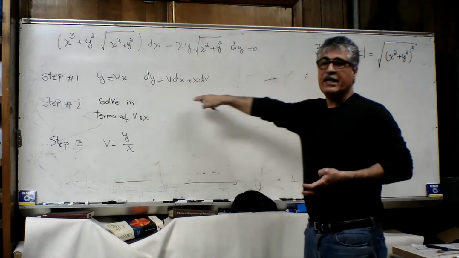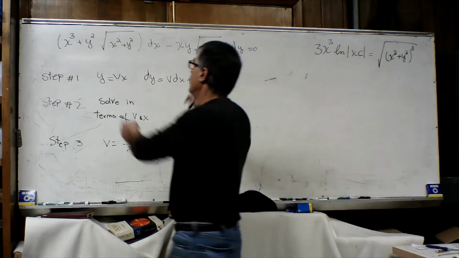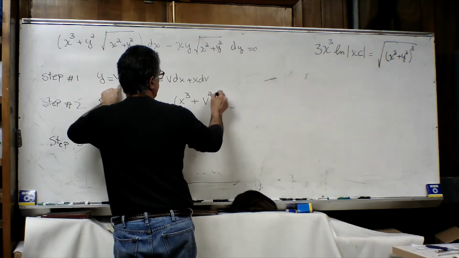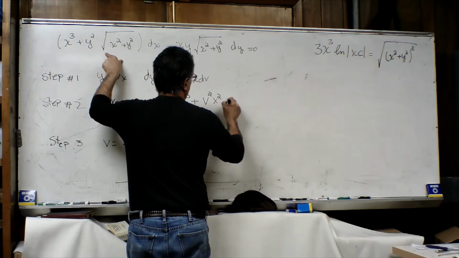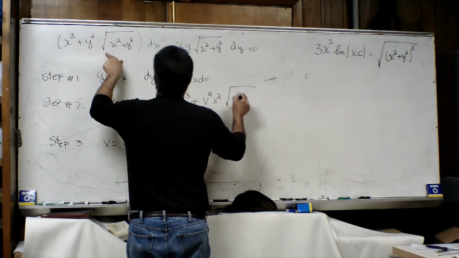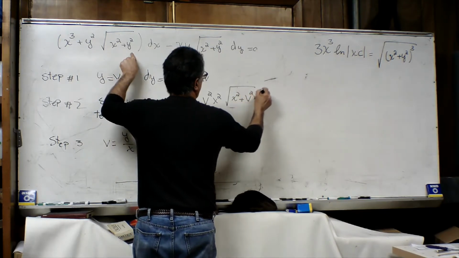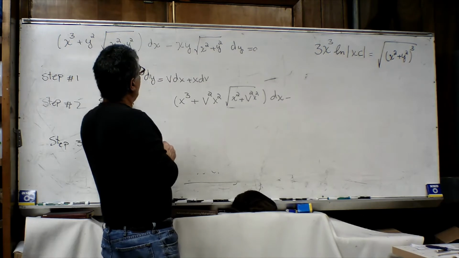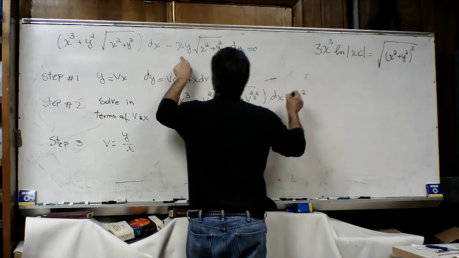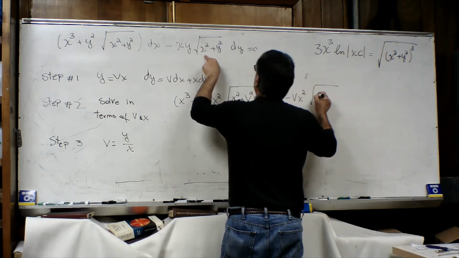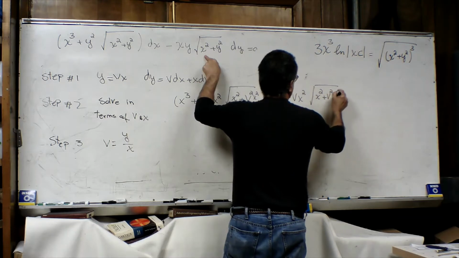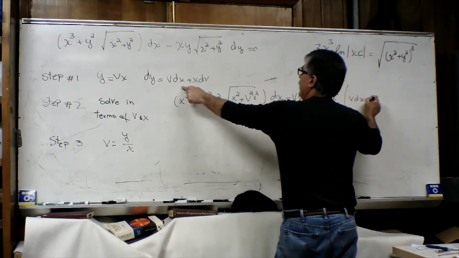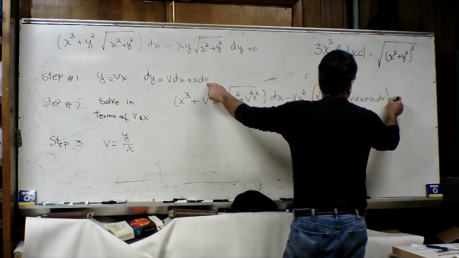Now let's go ahead and plug these values for y and dy in this equation. So we are going to have x cubed plus y squared, which is v squared x squared, multiplied by the square root of x squared plus y squared, again v squared x squared, times dx, minus xy. X multiplied by y, y is vx, so it will be vx squared, multiplied by the square root of x squared plus v squared x squared, dy, and our dy is v dx plus x dv, equal to 0.